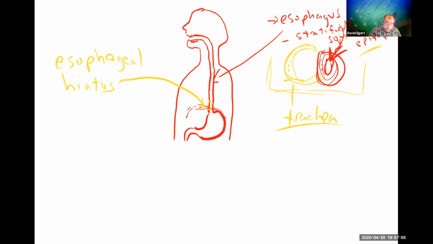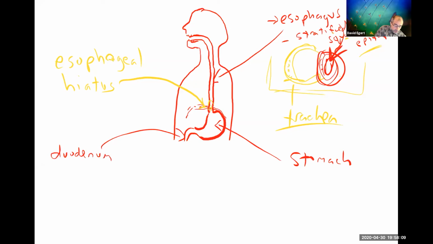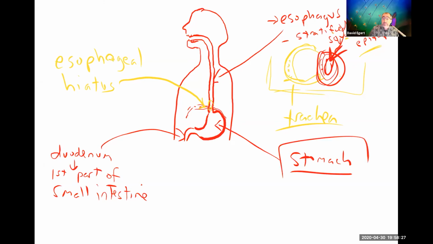So then there's our stomach. Esophagus leading in. On the other side, this is going to be the duodenum, which is the first part of the small intestine. So this is giving you an orientation here of what's going on. What we're going to do now is look at the stomach in much more detail.